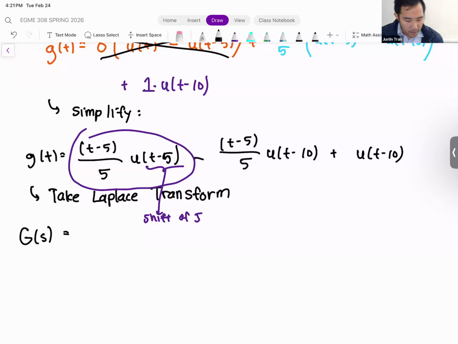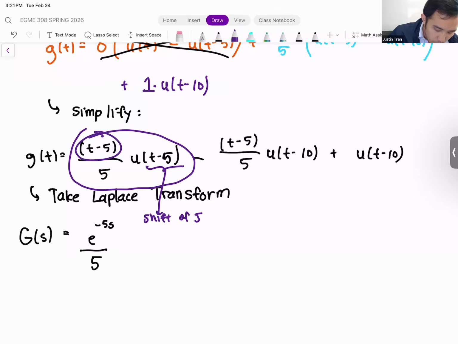And so we know that its Laplace transform, we're going to multiply by e to the minus 5s. Remember, that's how we apply our shift. Whatever shift we have in the time domain becomes an exponential in the Laplace domain. I'm going to pull out the 1/5, because the 1/5 doesn't affect our Laplace transform. It's just along for the ride. So when we take its Laplace transform, so far we have e to the minus 5s over 5.